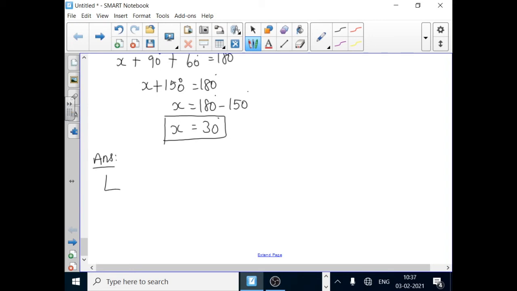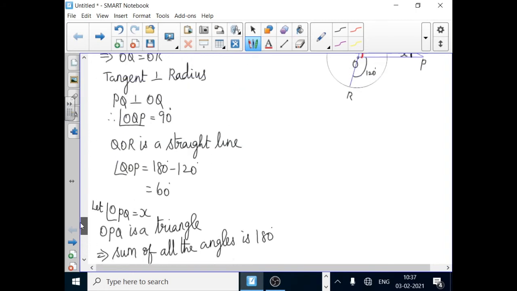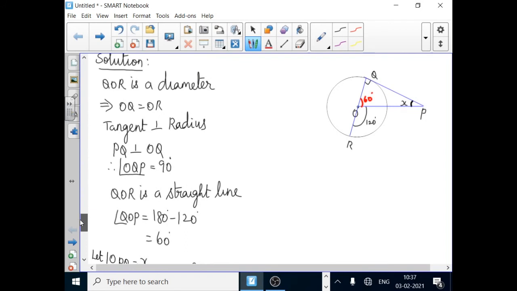The question is find the angle OPQ. So angle OPQ is equal to 30 degree. OPQ equal to 30 degree. This is the answer. Here we are simply using the radius is, tangent is perpendicular to the radius.